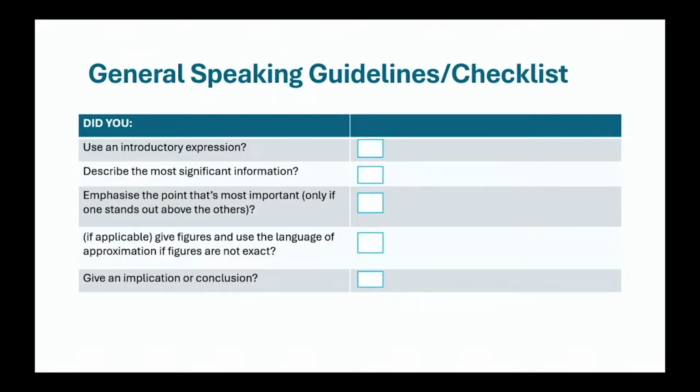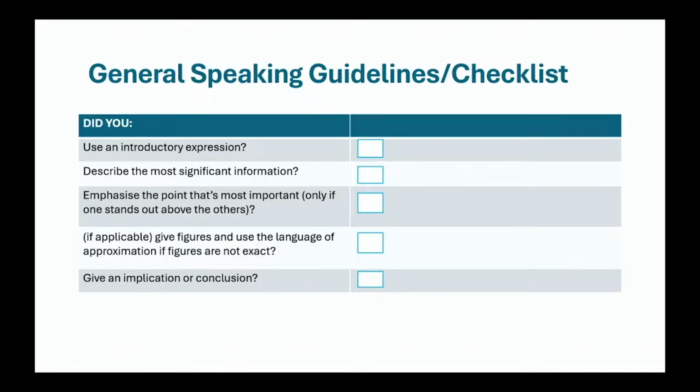As I said, this template has been designed as per the PT checklist. So as per the checklist, which 5 things we have to give in our response. Whenever you are going to give your response, always check, did you use an introductory expression? Or did you describe the most significant information? As I said, you can only go with the significant. You need not talk about each and every single aspect of the image. And also you have to emphasize the point that's most important, only if one stands out above the others.